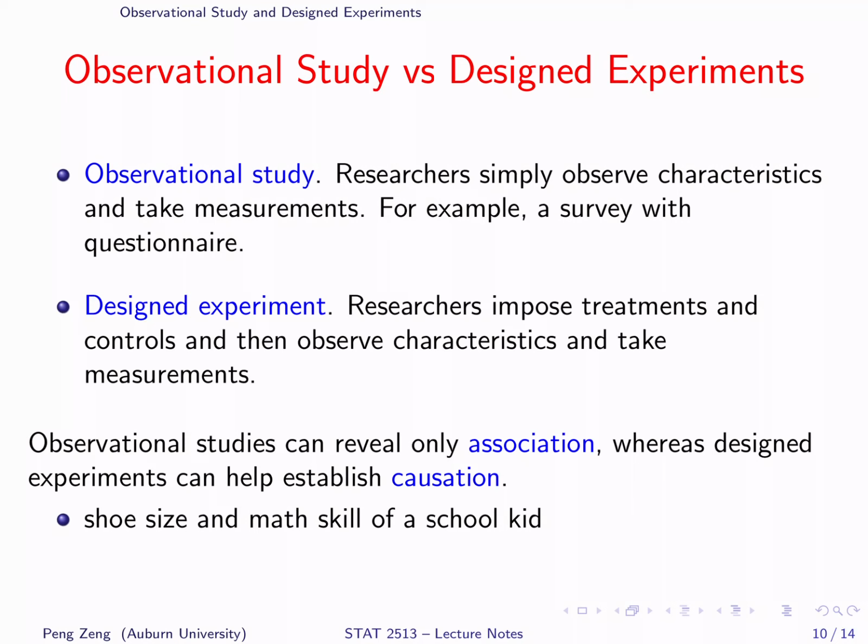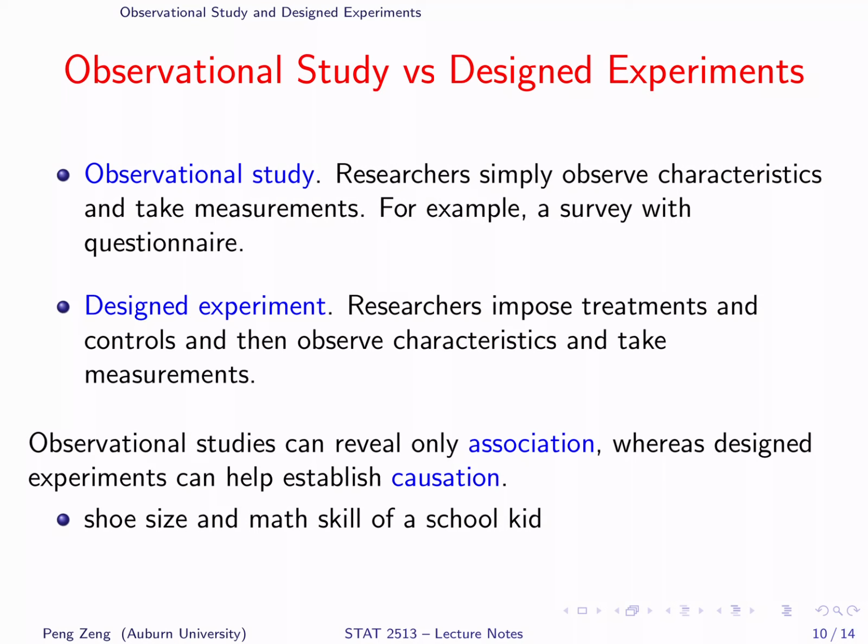There are different ways to classify a statistical study. Sometimes we may classify a statistical study by whether or not the researchers influence the subject under study. In an observational study, researchers simply observe characteristics and take measurements. Researchers will never try to influence or control the subjects in any way. A typical example is a survey. You may send out questionnaires to people. What you want to do is only to collect information from them.